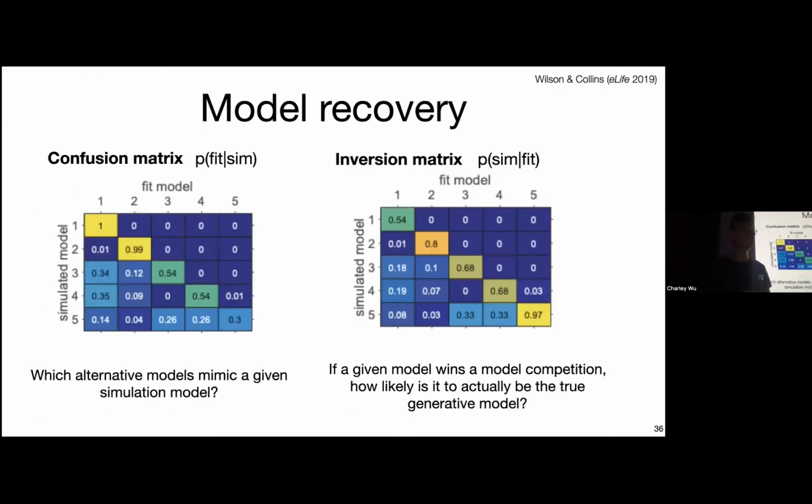There are two main analyses that we want to look at here. One is called the confusion matrix, and one is the inversion matrix. I'll start with this because it's simpler. Essentially, on the rows here are each of the different simulating models.